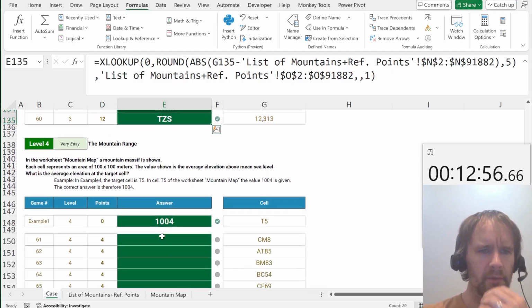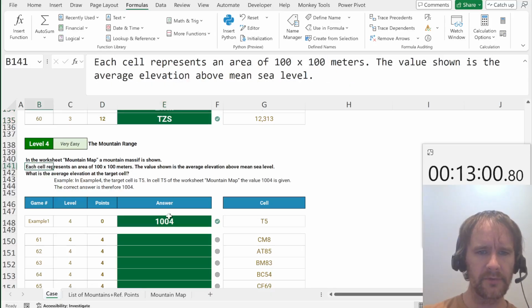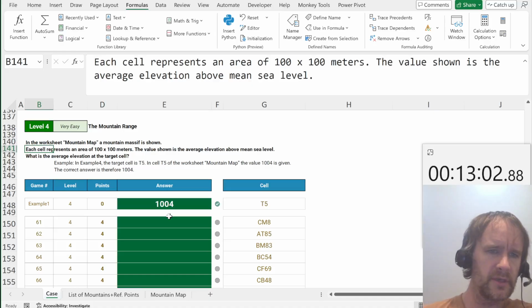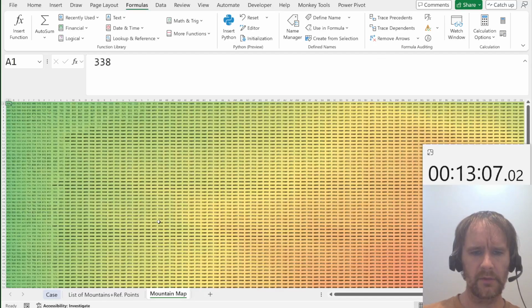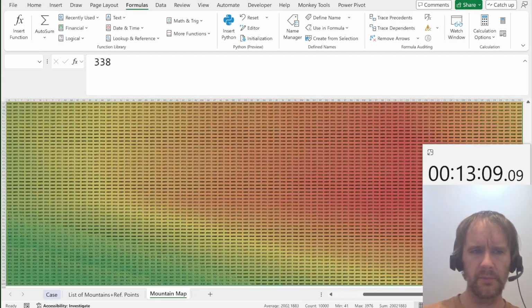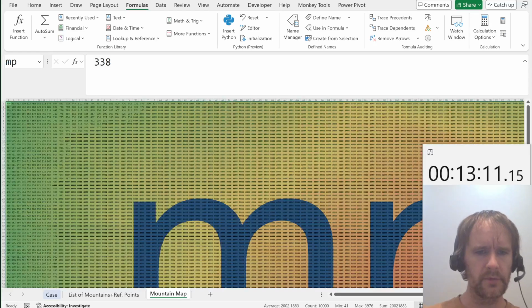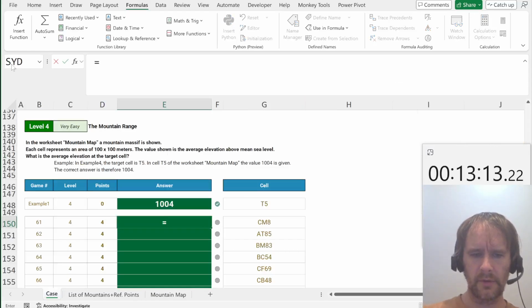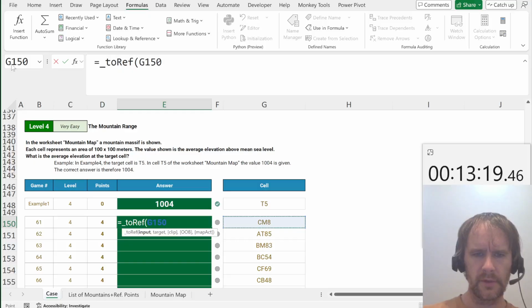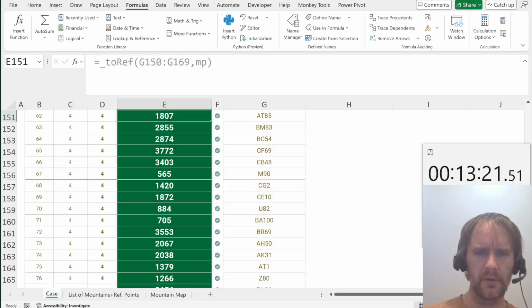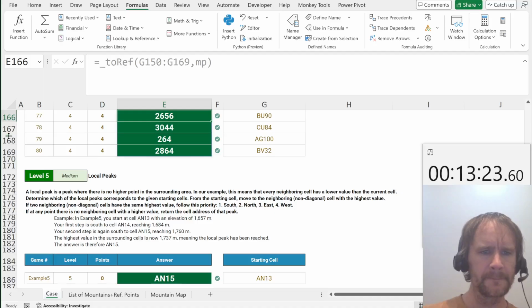But anyway, in the worksheet Mountain Map, the mountain massif is shown. Each cell represents 100 by 100 meters. The value shown is the average elevation above mean sea level of the target cell. Okay, so I'm just going to call this MP for map, as I usually do. And I'm going to add to, sorry, no, I don't have ADDTOREF anymore. I just have TOREF of this on MP. That's it.